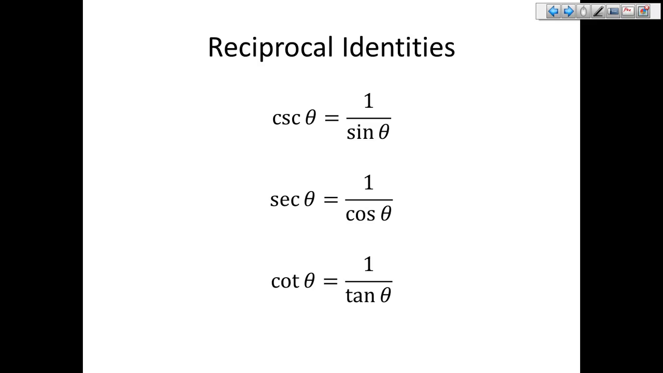Here are some more identities that you're aware of. The reciprocal identities. The cosecant of theta is equal to 1 divided by the sine theta. Secant theta is 1 over the cosine theta, and the cotangent theta is equal to 1 divided by the tangent theta. Again, this gives us more things that we can substitute in to establish these identities.